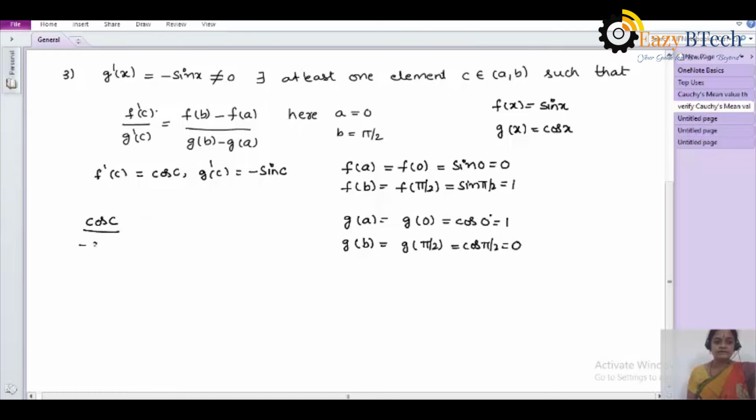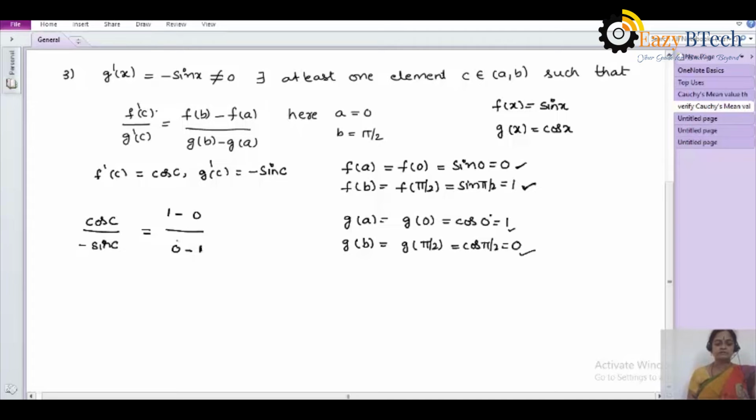G dash of c value is minus sin c and is equal to f of b. So here, what is the value of f of b? F of b is 1 minus the value of f of a, which is 0, divided by g of b. What is the value of g of b? That is 0 minus g of a. G of a is 1.